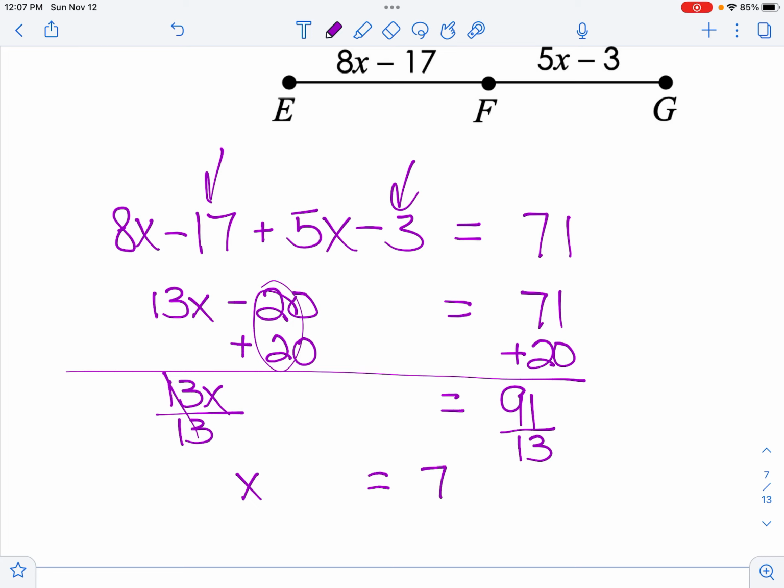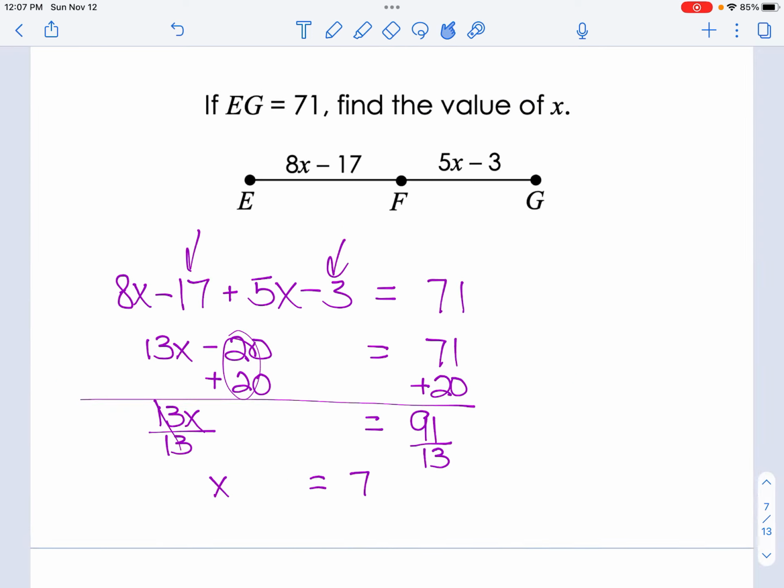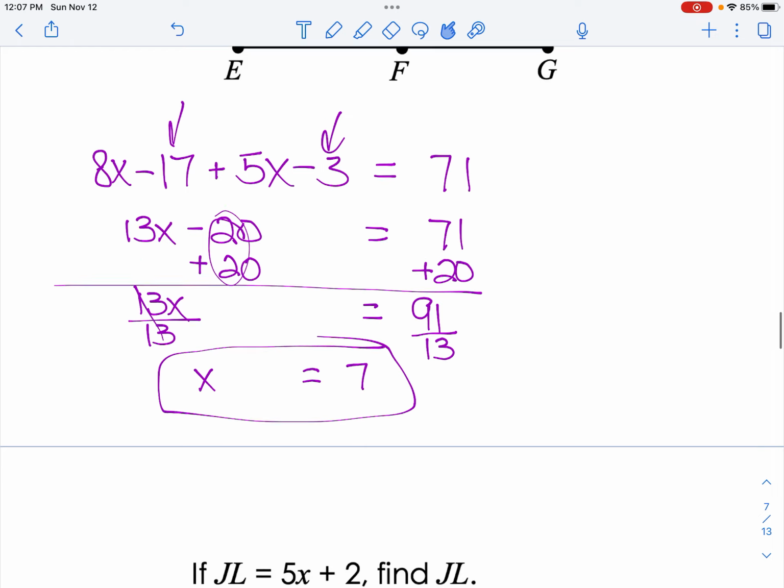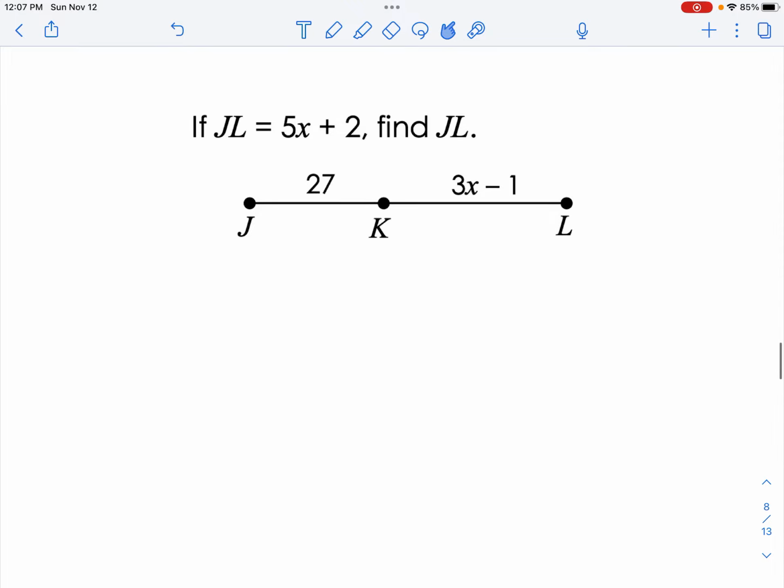Okay, so now I want to go back. What were they asking for? Here they said find the value of x. Okay, well, I just found it. I don't have to do any plugging back in. So x is equal to 7. Okay, cool. You always want to check to see if they ask you for something else, and you'll see that occasionally. And actually, kind of like this problem right here.